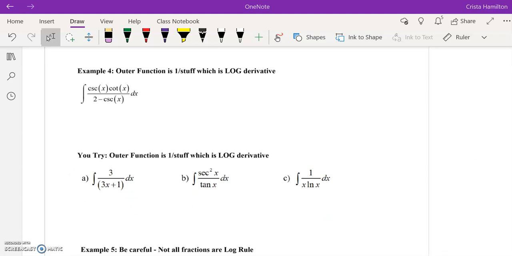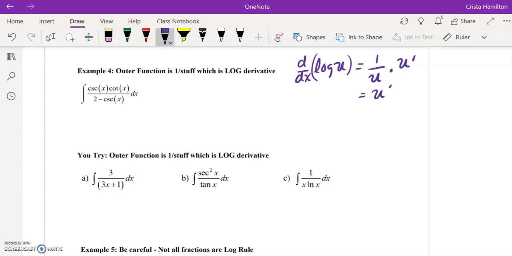All right, so now we're looking at a class of integrals where your outer function is really 1 over stuff. The idea is that you're looking for a log derivative. And remember that when you have a log derivative, the derivative with respect to x of the log of u, where you have stuff, is 1 over the stuff times the derivative of the stuff. So we're looking for things of that form where you basically have the derivative in the numerator and what you took the derivative of in the denominator.